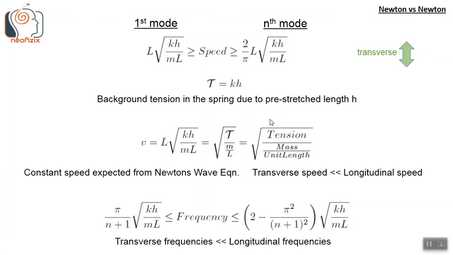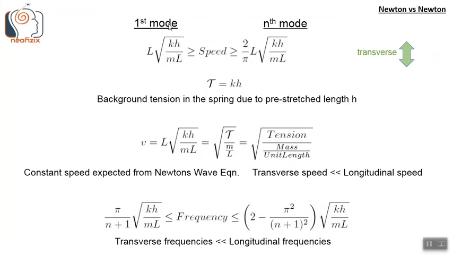So essentially, we can write this velocity as square root of the spring tension divided by the mass per unit length. So this is basically what Newton derived. So because of this factor h by L, the transverse wave speeds will be much lower than the longitudinal waves. Because longitudinal waves just have k by m, and this has this extra factor kh by mL. Since h is much smaller than L, this transverse wave speeds will be much lower than the longitudinal waves for the same chain.